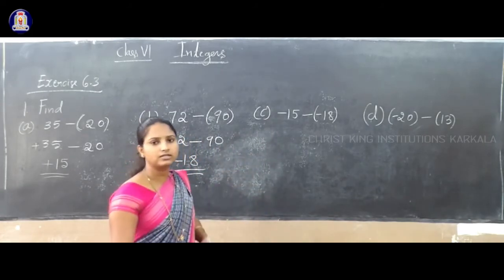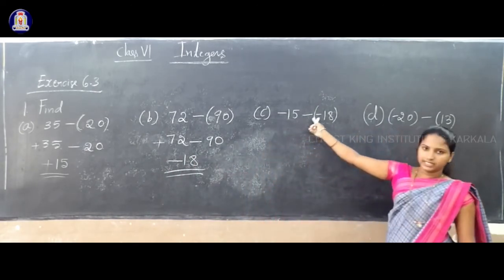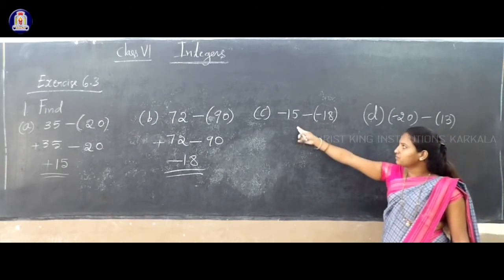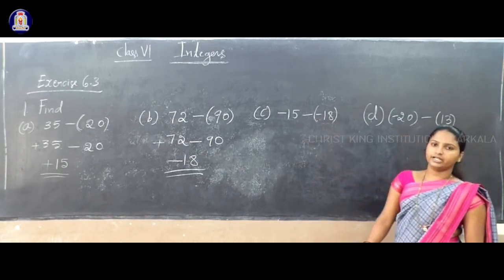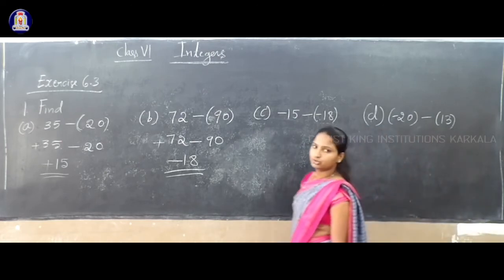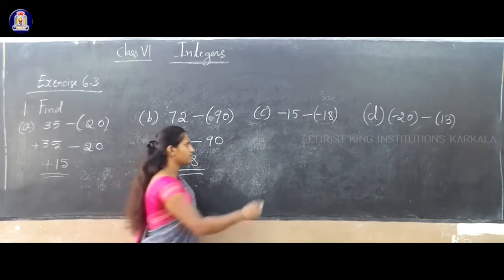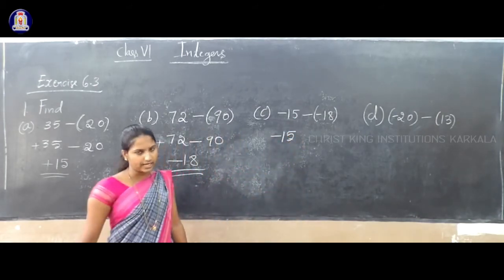So we'll solve our third question. See the third question: minus 15 minus into minus 18. Clear? How to solve this? First you have to remove the bracket. Clear? So minus 15, write as it is. First integer, write as it is.